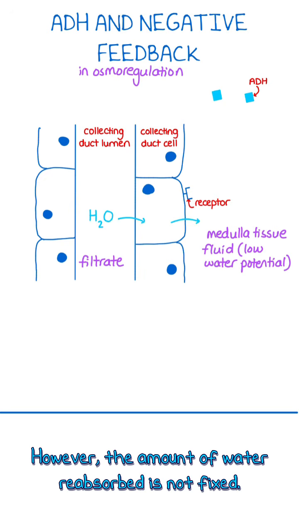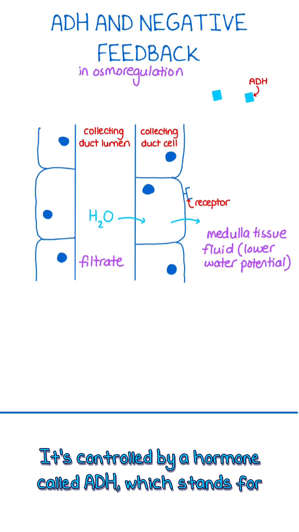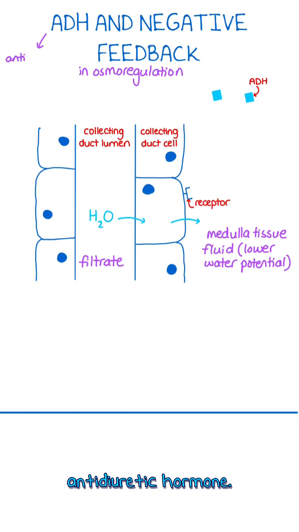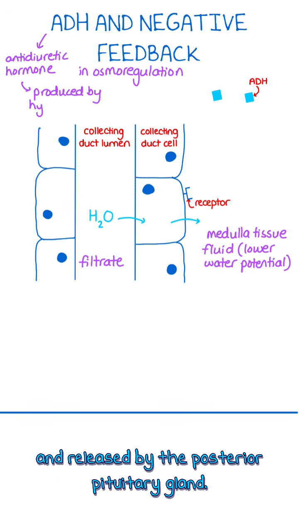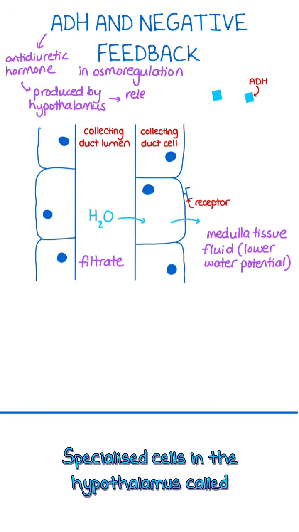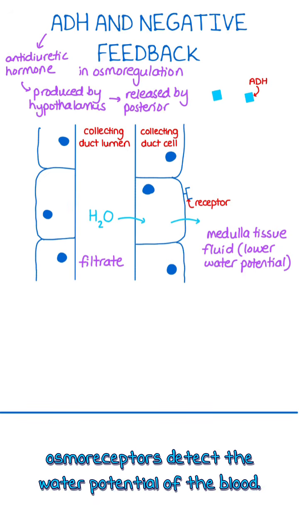However, the amount of water reabsorbed is not fixed. It's controlled by a hormone called ADH, which stands for antidiuretic hormone. This hormone is produced by the hypothalamus and stored and released by the posterior pituitary gland. Specialised cells in the hypothalamus called osmoreceptors detect the water potential of the blood.